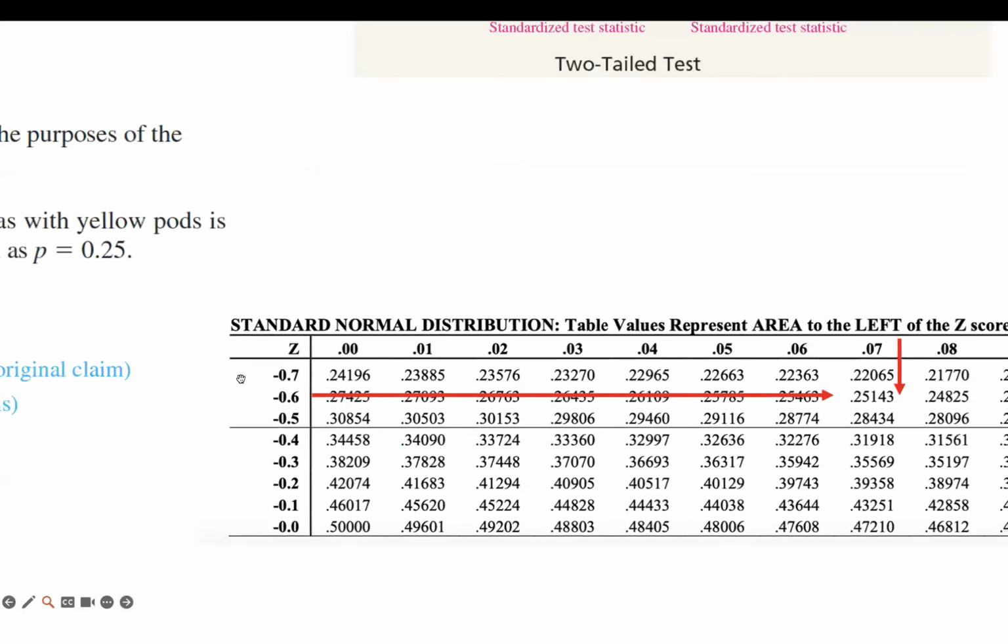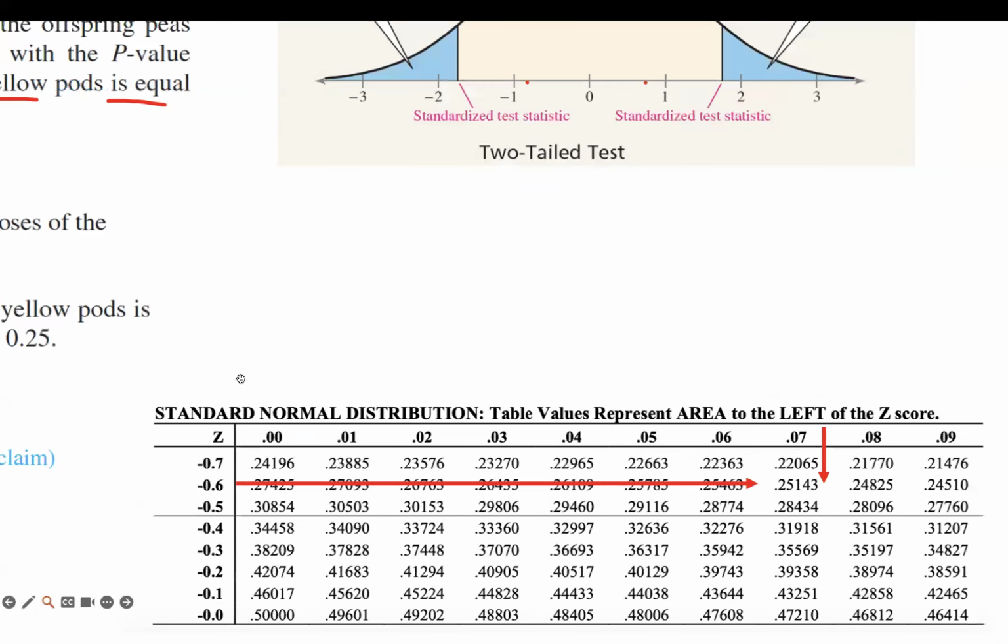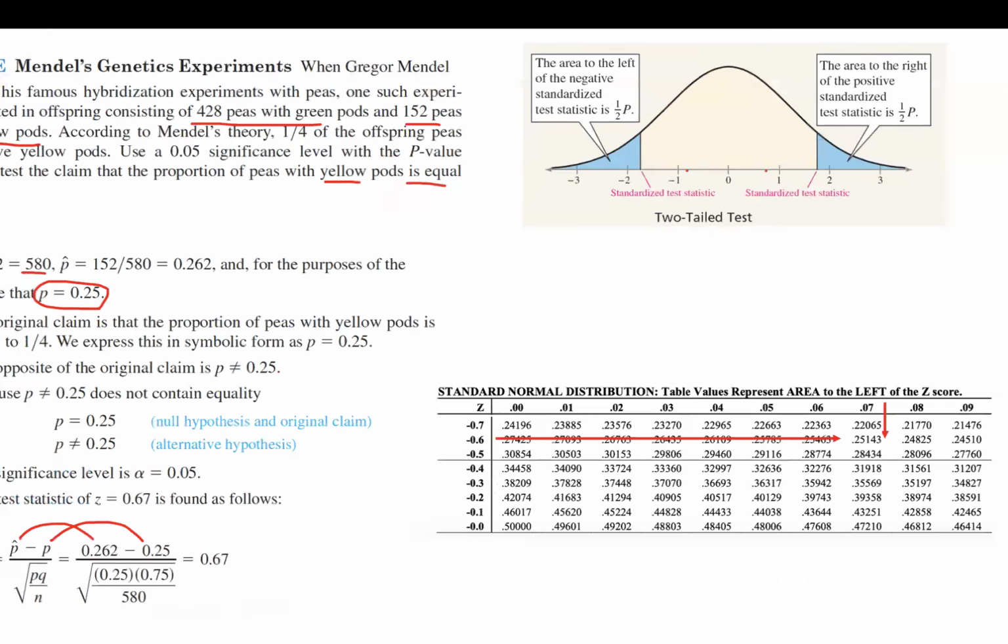So again, your Z value is 0.67. But on the left-hand side, because of symmetry, you can use the area on the left-hand side. Remember that the table has the area on the left-hand side. So negative 0.6, and then the rest of the digits, 0.07, gives you the area as 0.25147.